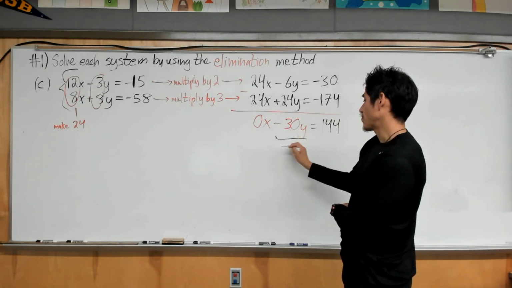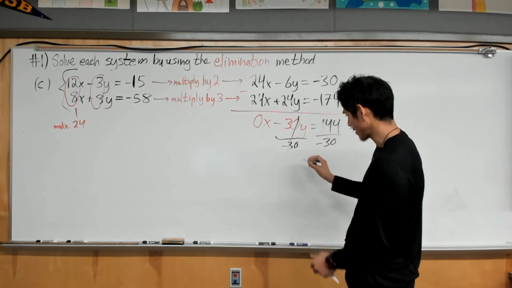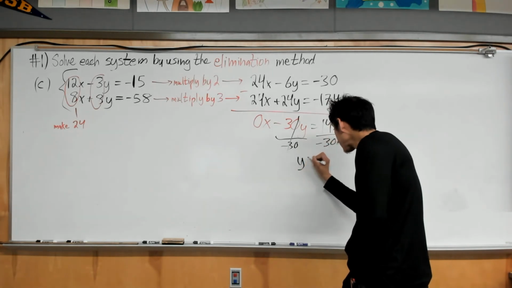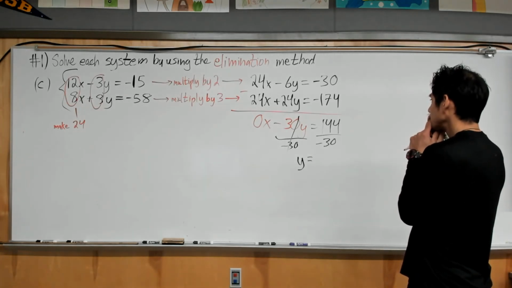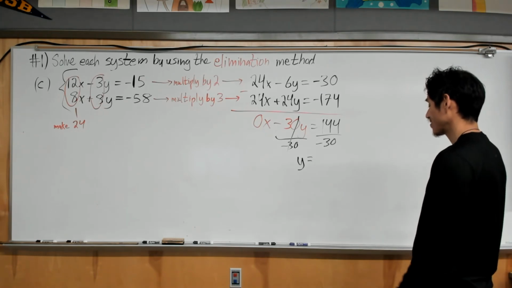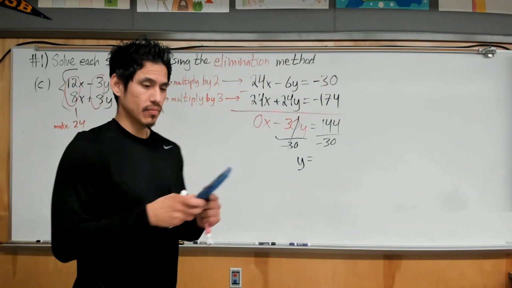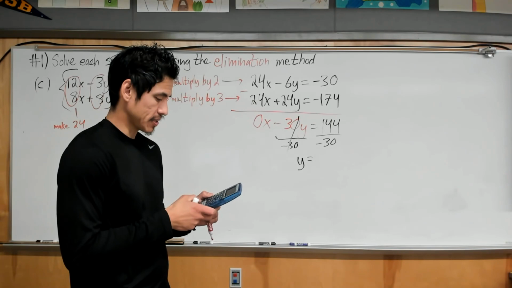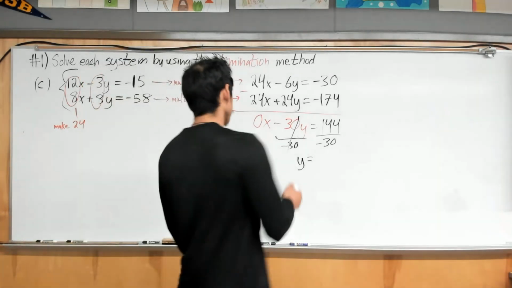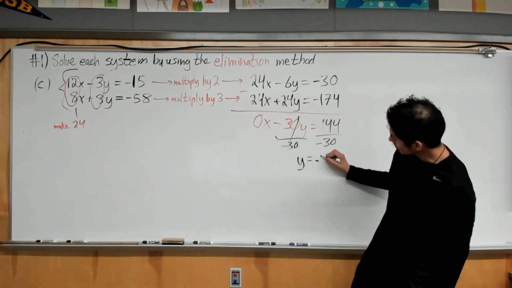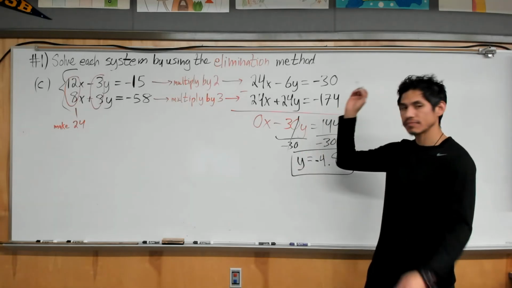Divide everything by -30, so we're going to get some cool decimal. It seems that we will get y is like 4 and 24/30. Now, as a decimal, calculator wants to participate. 4.8. y is -4.8. Bang.